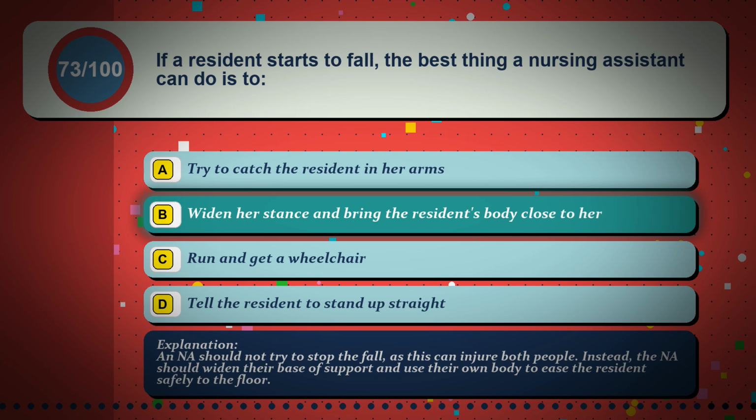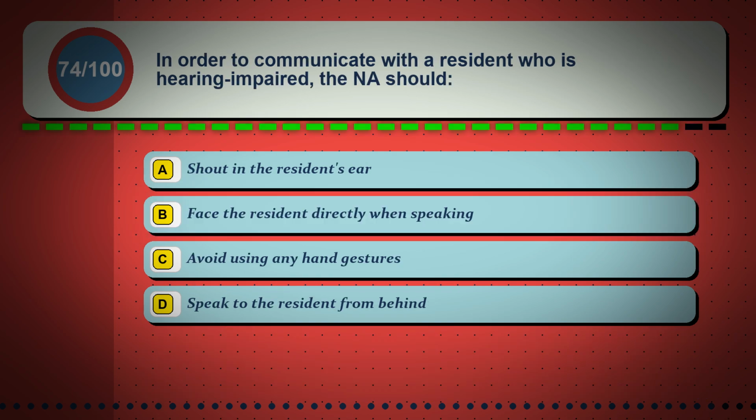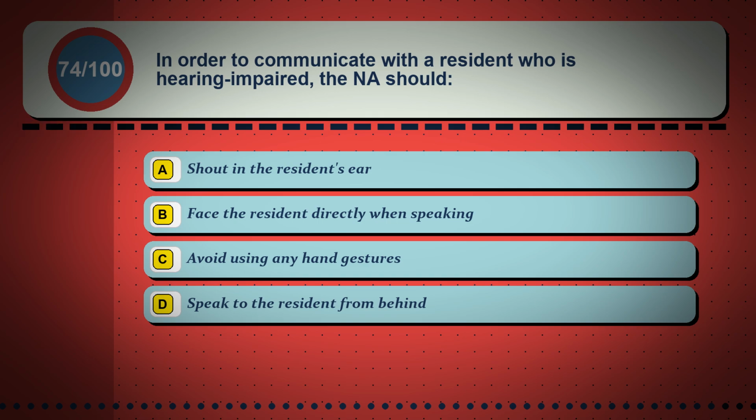Question 74. In order to communicate with a resident who is hearing impaired, the NA should: Option A. Shout in the resident's ear. Option B. Face the resident directly when speaking. Option C. Avoid using any hand gestures. Option D. Speak to the resident from behind.